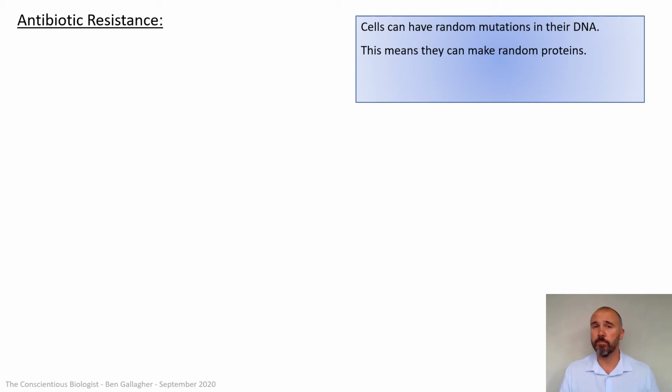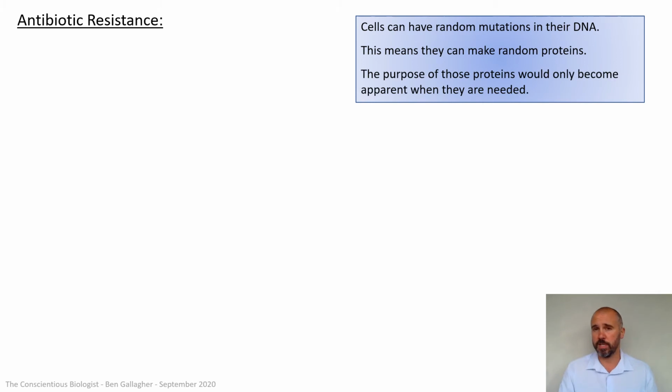You won't be killed. So suddenly, because of that introduction of that horrible pressure on survival, the wandering spiders, you've discovered the purpose of your protein. So the purpose of those random proteins would only become apparent when they are needed. You might have loads of proteins that you make that you wouldn't know if they're useful unless you're in a circumstance where they became useful. This is the same with antibiotic resistance.